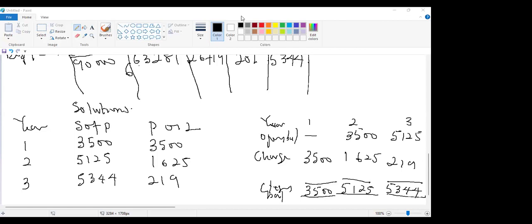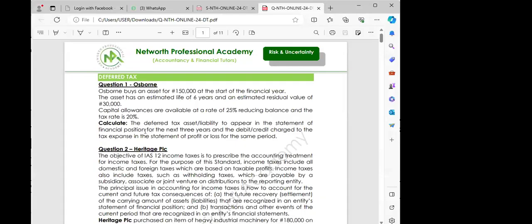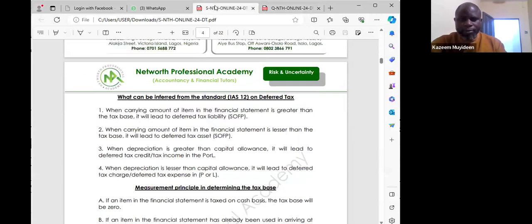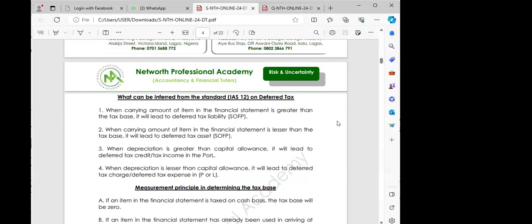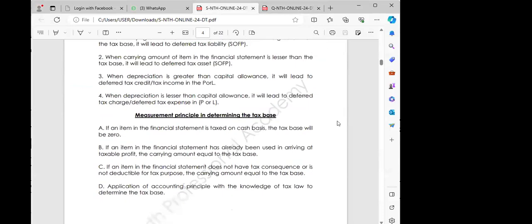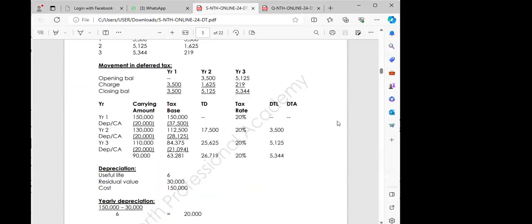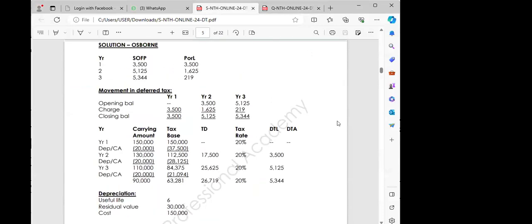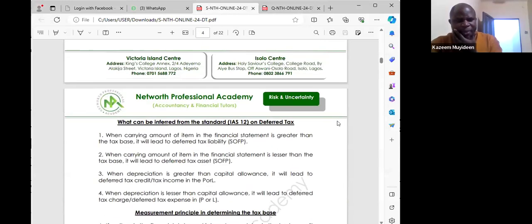But this is the CR question we are doing. I have a question, sir. Okay, let me answer a question here. Sir, can you help me share more light on deferred tax liability? This is the principle you have to look at. What can be inferred from the standard IAS 12 on deferred tax? When the current amount of an item in the financial statement is greater than the tax base, it will lead to deferred tax liability in the statement of financial position.